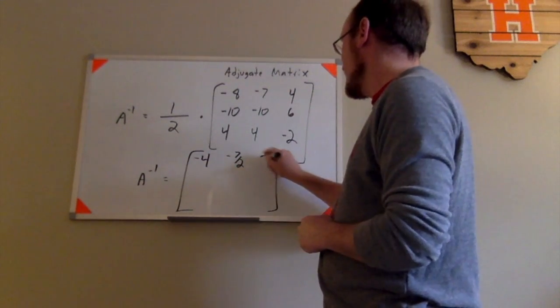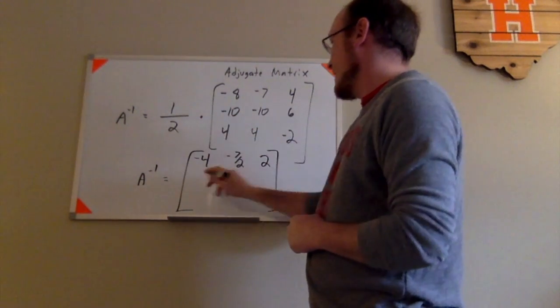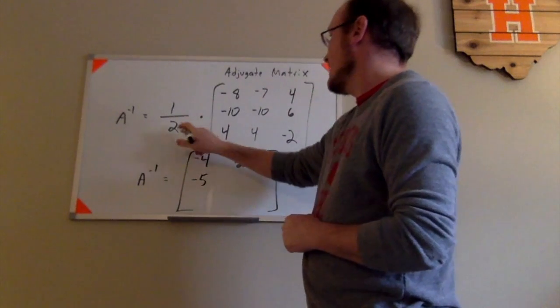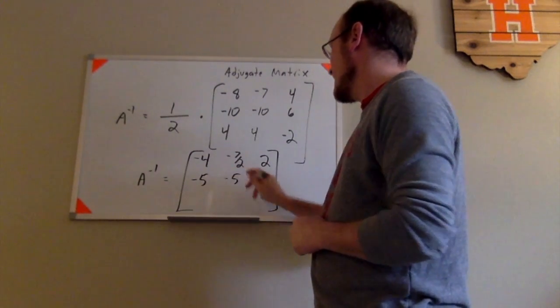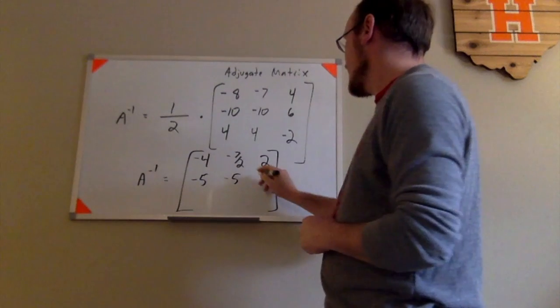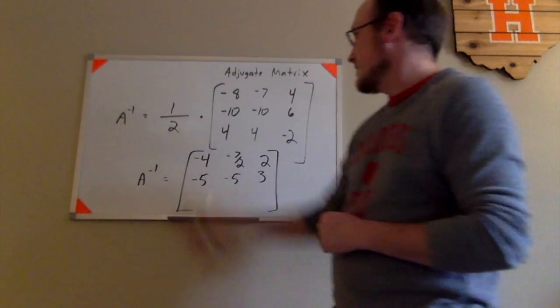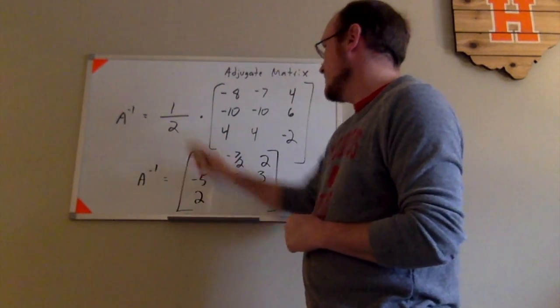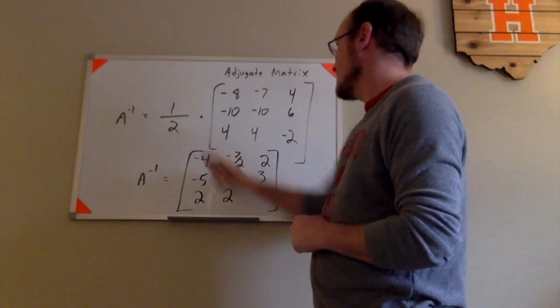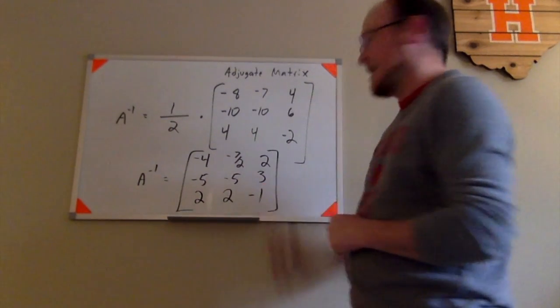1/2 of 4 is 2. Half of -10 is -5. Half of -10 again is -5. Half of 6 is 3. Half of 4 is 2. Half of 4 again is 2. And half of -2 is -1.